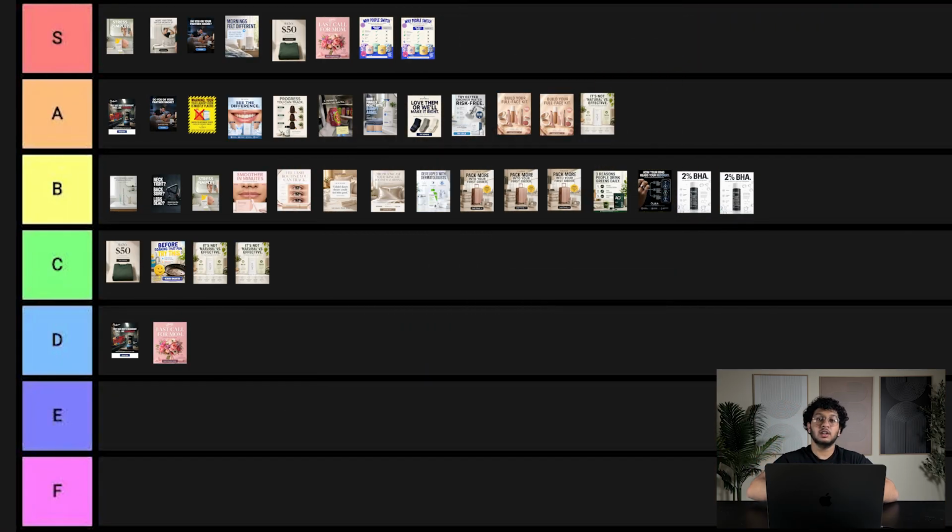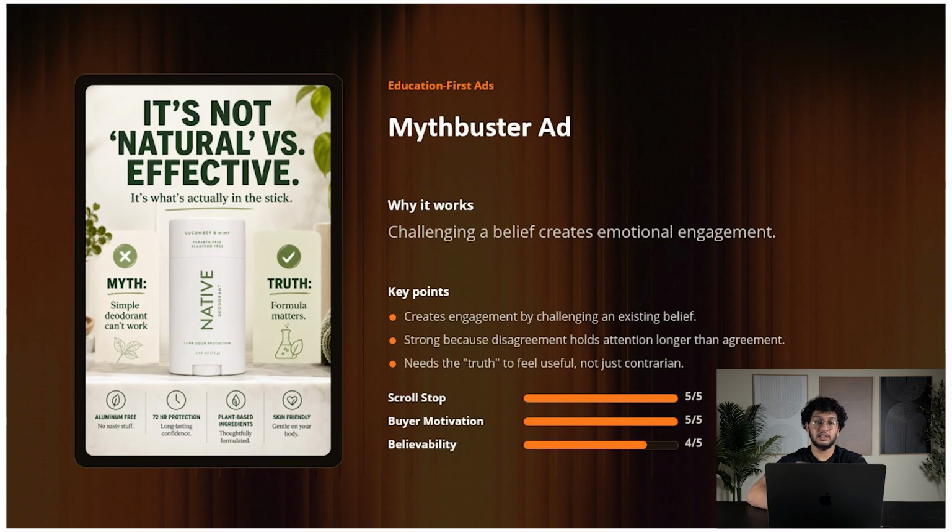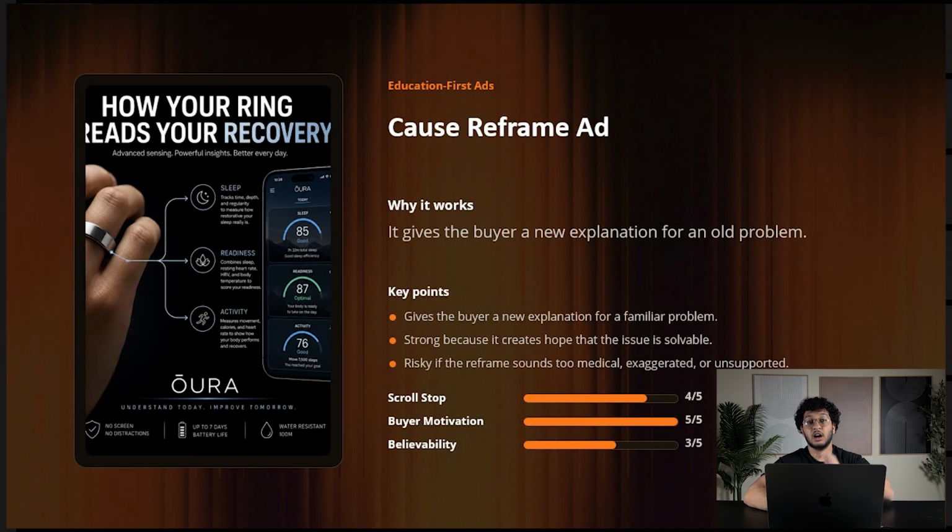Mythbusters are A tier. They work because they challenge an existing belief. It's not aging, it's absorption. It's not sweat, it's the odor reaction. That disagreement creates attention. The reason I'm not putting Mythbusters in S tier is because of believability. The more contrarian the claim, the more proof you need. When done well, this can be extremely strong, but it's also easy to make it sound like marketing nonsense. A tier. Next is the cause reframe.